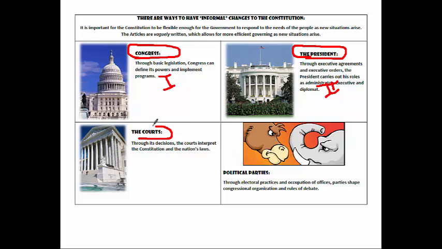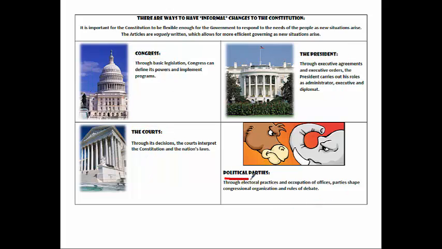The courts also regularly interpret what the Constitution means. Through its decisions, the courts interpret the Constitution and the nation's laws, and they are the keepers of the Constitution as they attempt to safeguard Americans and their needs and their protections against the government. Once again, just quick review: Congress, legislative branch, Article 1, the President, executive, Article 2, the Supreme Court and the inferior courts, judicial branch, Article 3.